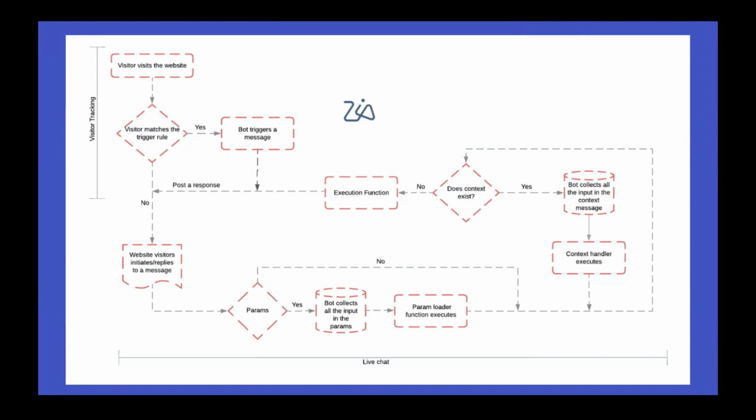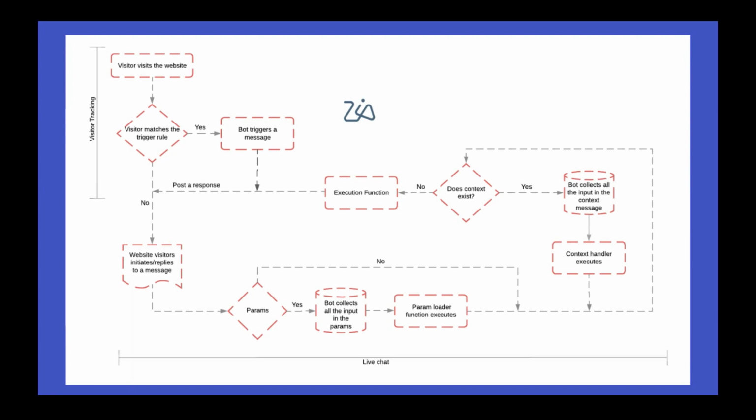So this is the same thing. When the visitor visits the website and matches the trigger rule, a trigger message will be triggered. Otherwise, the website visitor has to initiate a message and then params will be checked and the bot will collect all of the inputs in the params. And there are three different functions that are used inside Zia Skills. You have param loader, you have context handler function and execution function.